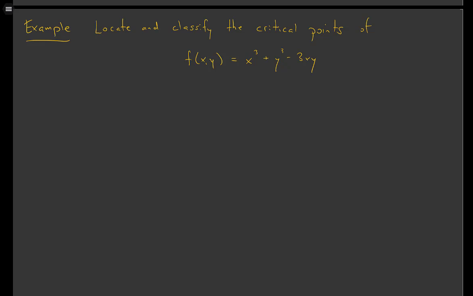In this example, we're going to look at how to locate and classify the critical points of a function of two variables. So here we've got f of x and y equal to x cubed plus y cubed minus 3xy.